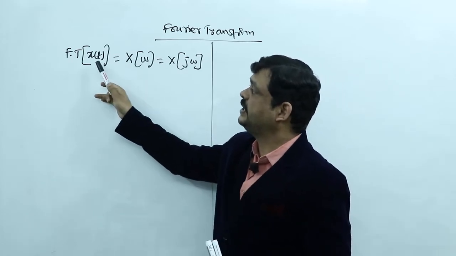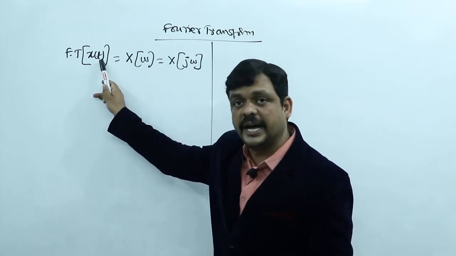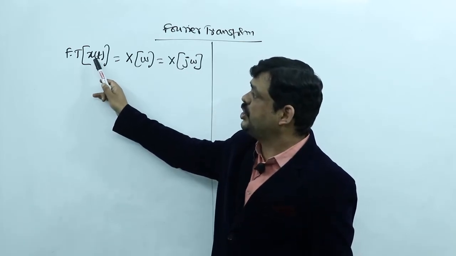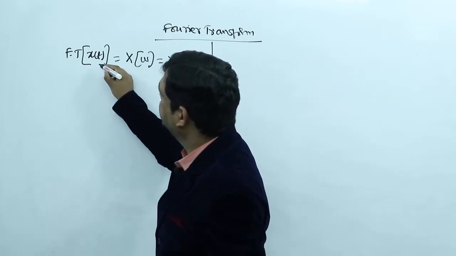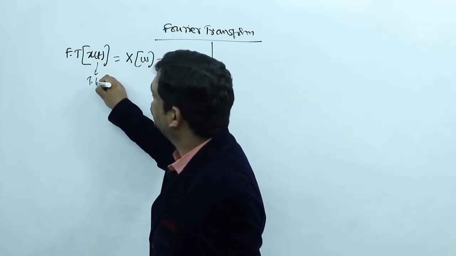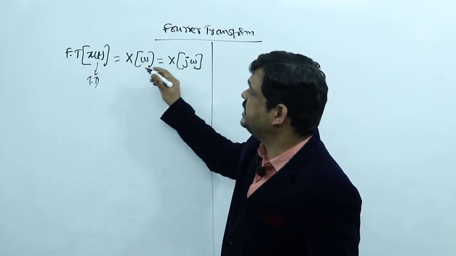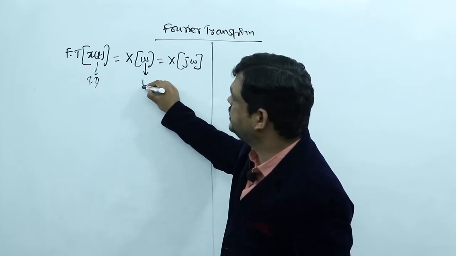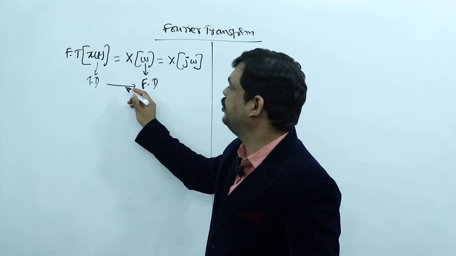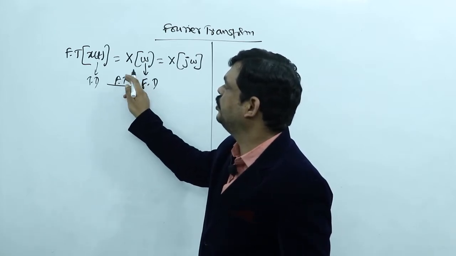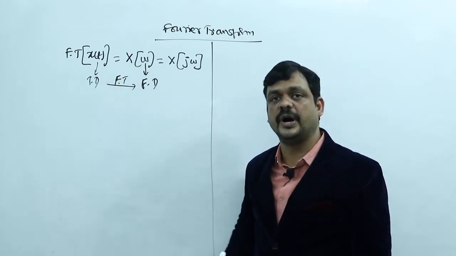Fourier transform of x of t. X of t, the function is changing with respect to time, that means this is a time domain function, right? And x of omega, the function is changing with respect to frequency, this is a frequency domain function. So to convert time domain to frequency domain, we have to use one standard transform. This transform is the Fourier transform.